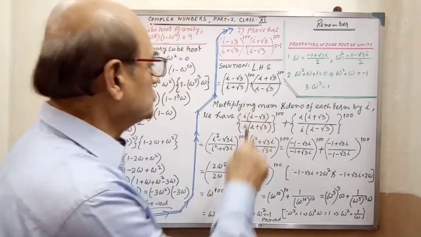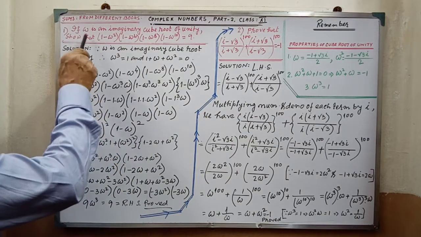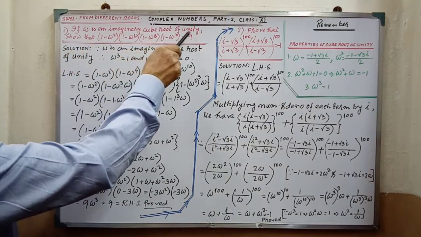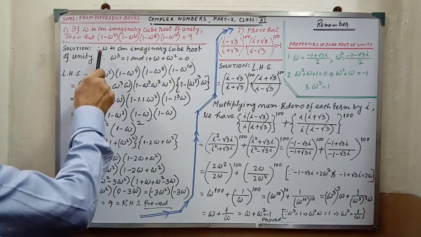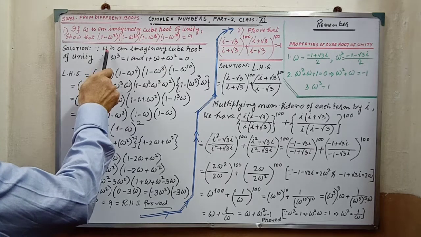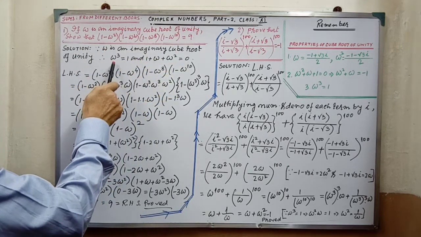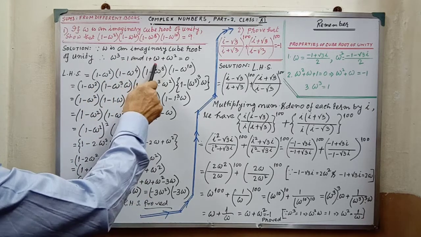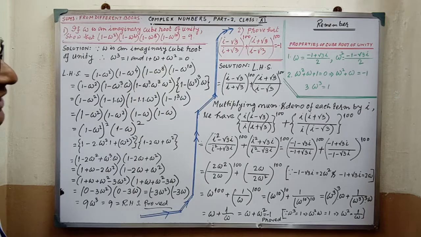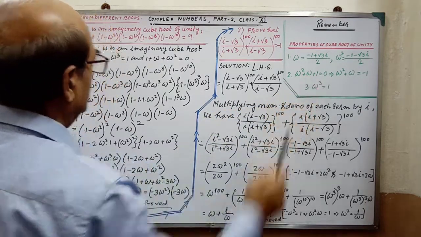On this, two sums are given from different books. Please pay your attention to the board. Prove that this equals 9. Since omega is an imaginary cube root of unity, omega cube equals 1 and 1 plus omega plus omega square equals 0. That is what we are getting from this and this.